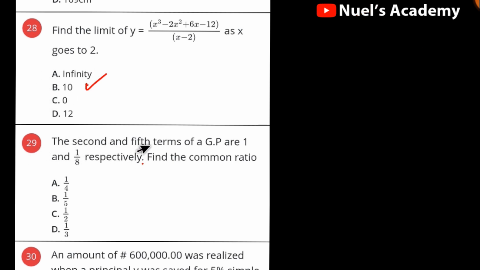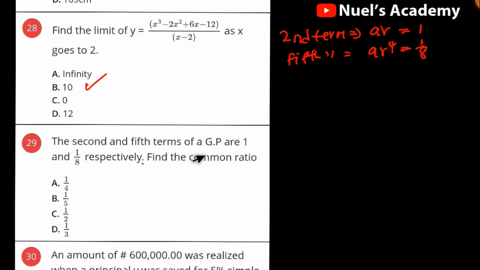The second and fifth terms of a GP are 1 and 1 over 8 respectively. Find the common ratio. So the second term is given as AR, that's the formula, and we are told that it is equal to 1. Now the fifth term is equal to AR raised to the power 4. Then we are told that it is equal to 1 over 8. We are asked to find the common ratio. Now this is equation 1, this is equation 2. We can solve them simultaneously.